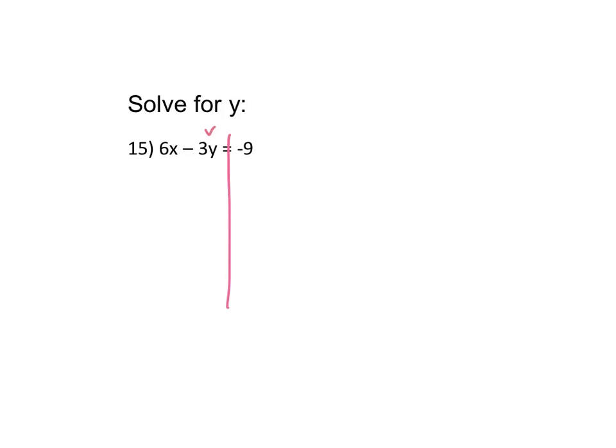So we want this term by itself. So inverse operation, we're going to subtract the 6x from both sides. The 6x's cancel out as a 0, leaving us with negative 3y equals negative 9 minus 6x.